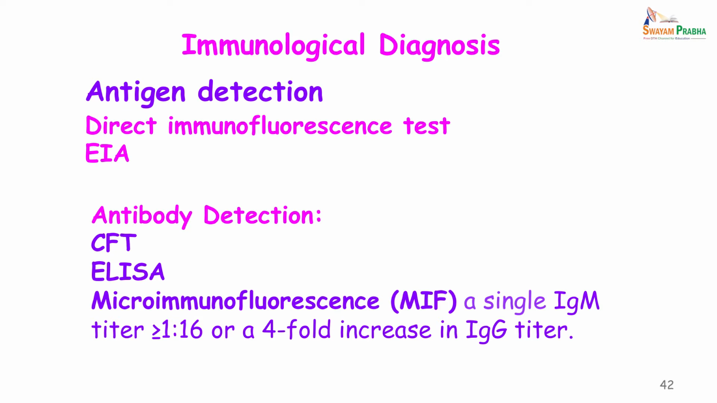Coming to the immunological tests, antigen detection tests consist of the direct immunofluorescent test and the enzyme immunoassay tests. Antibody detection can be done by the complement fixation test, ELISA, or what is more specific for Chlamydia pneumoniae, the microimmunofluorescence test, where a single IgM titer of equal to or more than 1 in 16 is diagnostic of the disease. Otherwise, you can also demonstrate a 4-fold rise in IgG titers by the MIF test.